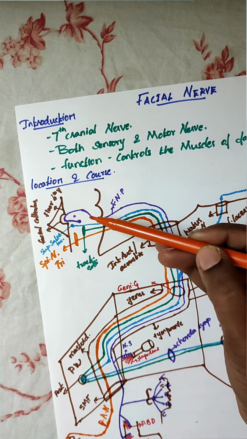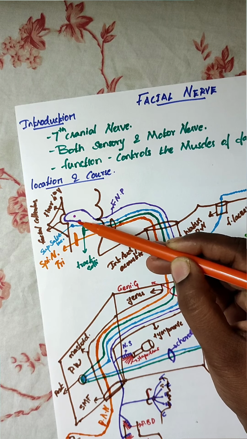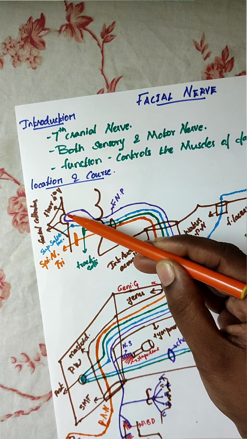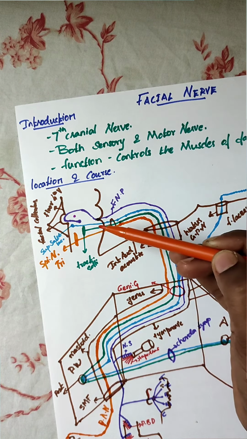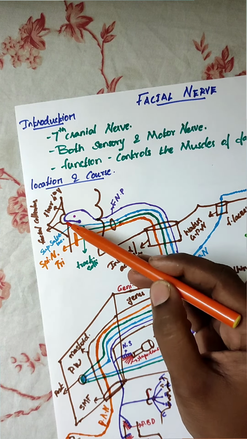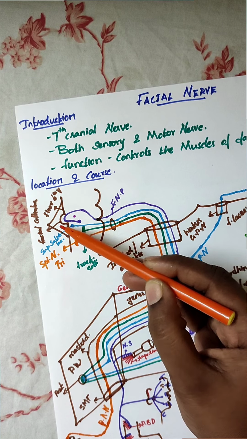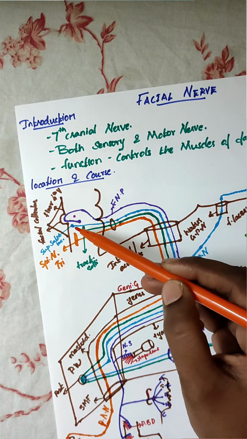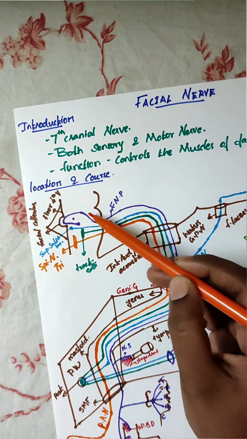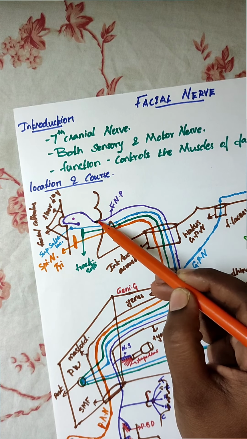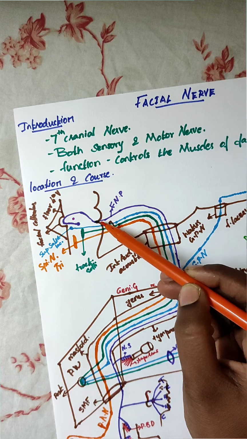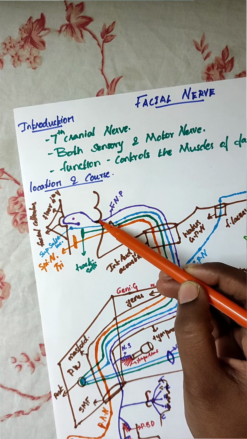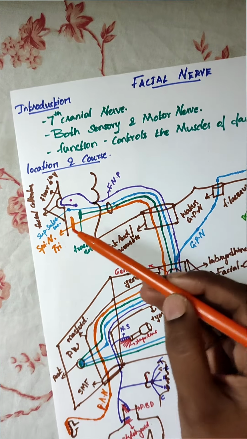The motor nerve from the motor nucleus runs backward and then winds around the abducens nerve. While winding around the abducens nerve, it forms an elevation in the floor of the fourth ventricle, and this elevation is known as the facial colliculus. After winding around, it exits from the brainstem through the pontomedullary junction, lateral to the abducens nerve.